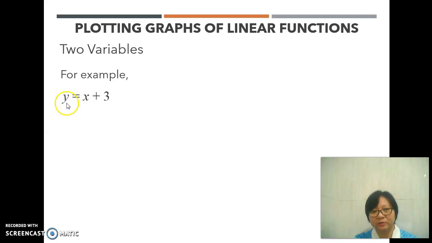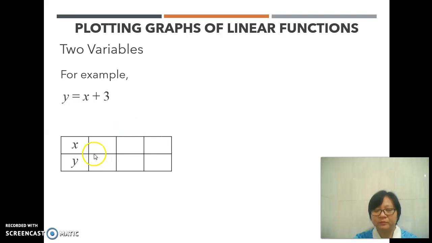So the coefficient of the y variable is 1. If the coefficient of a variable is 1, no need to write down the coefficient, such as y. The y variable is always on the left side of the equal sign. The x variable is always on the right side of the equal sign. And this positive 3 is a constant. It's always on the right side of the equal sign.